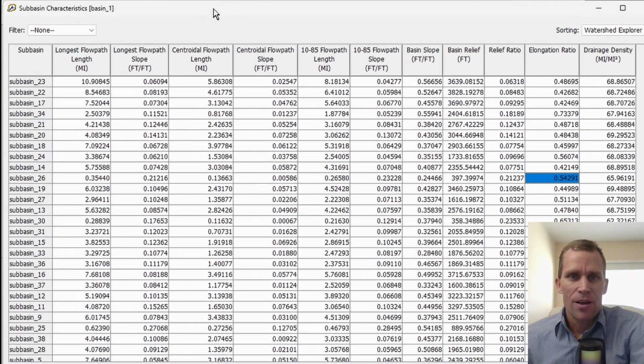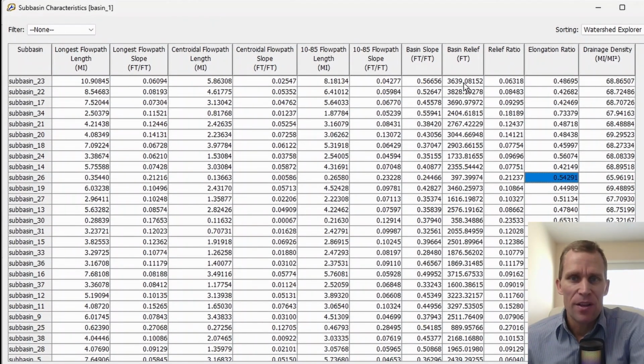All right, so that is my quick explanation of what these fields are, and they can obviously be used for calculations and parameter estimation, and that's what we'll be talking about next. But before that, we've got to talk about the reaches.